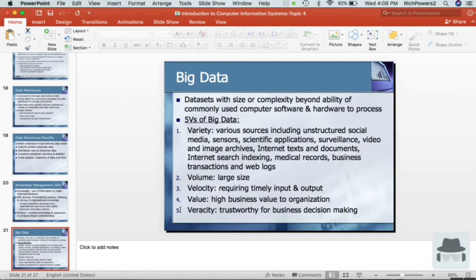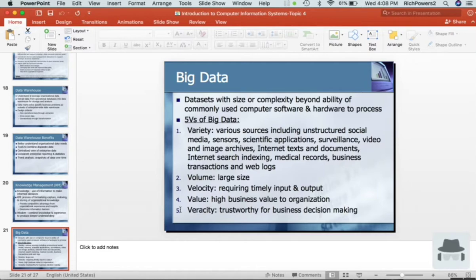So big data. The definition of big data is data that is so big a relational database can't hold it. All right, so data sets with size or complexity beyond the ability of commonly used software to deal with. Basically, it's so big it breaks a relational database, or it is difficult to deal with using a relational database model. There are 5 V's within big data. Why does data get big? Well, there's 5 things. The first is variety of data. So you think about where data can be generated from.